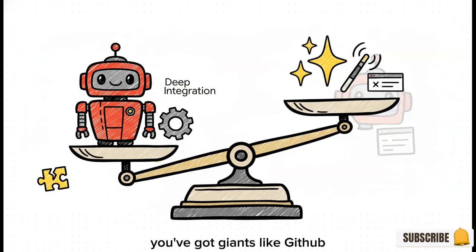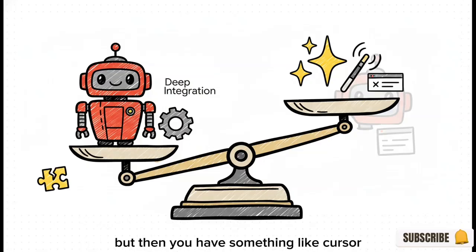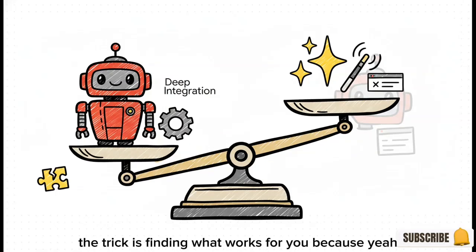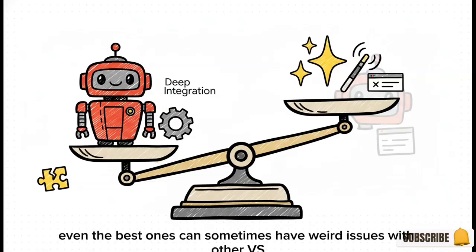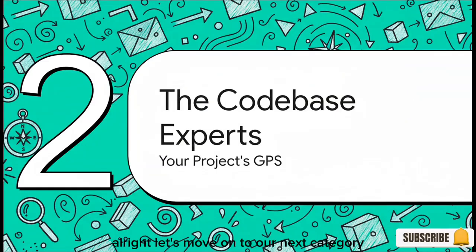You've got giants like GitHub Copilot, which has that super deep integration into the whole GitHub world. But then you have something like Cursor, and developers just rave about its Fusion autocomplete. They say it's almost magical, like it's reading your mind. The trick is finding what works for you, because even the best ones can sometimes have weird issues with other VS Code extensions, which can be a real pain.